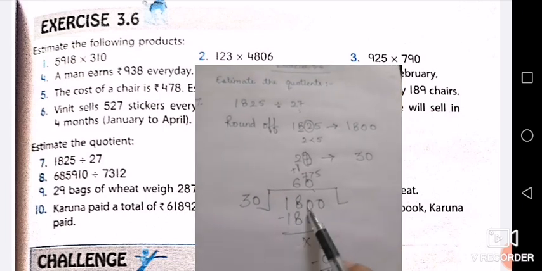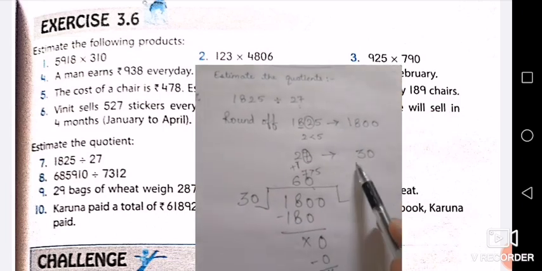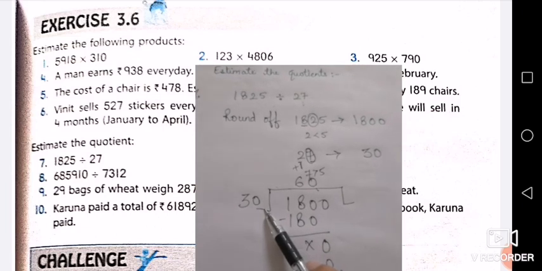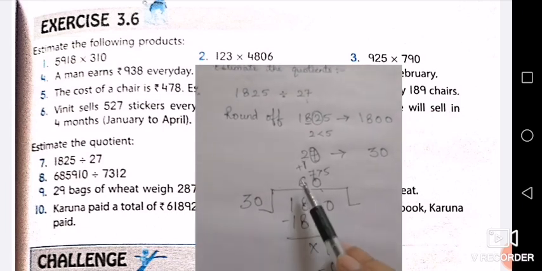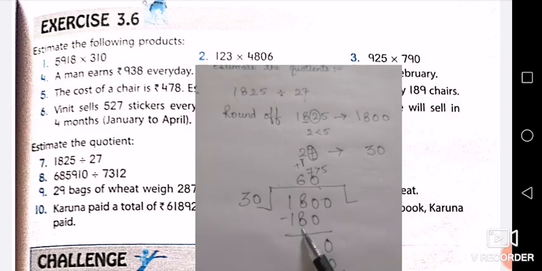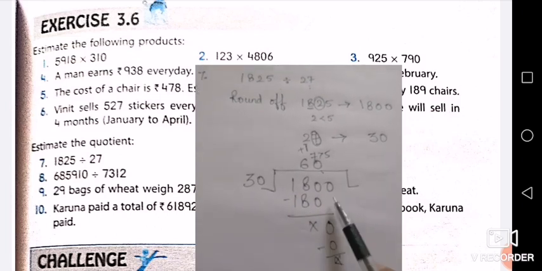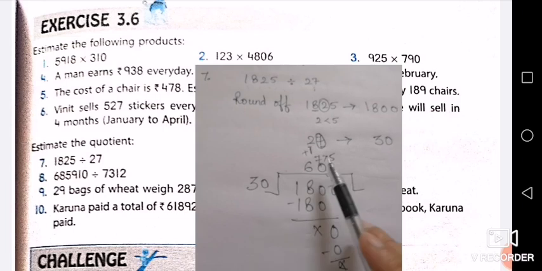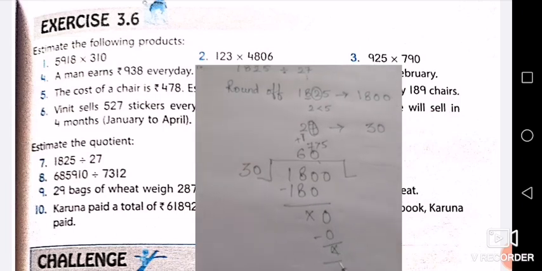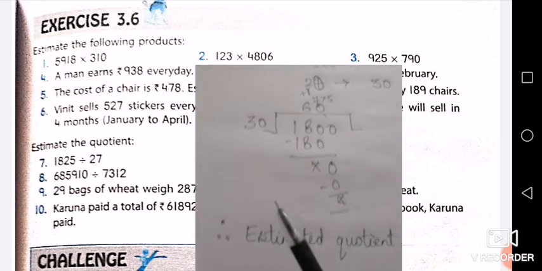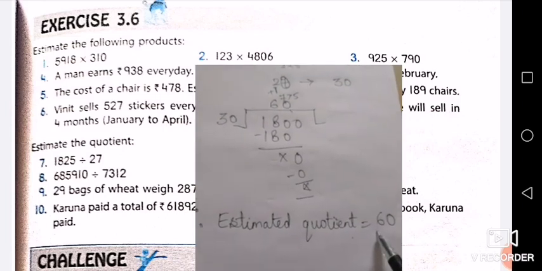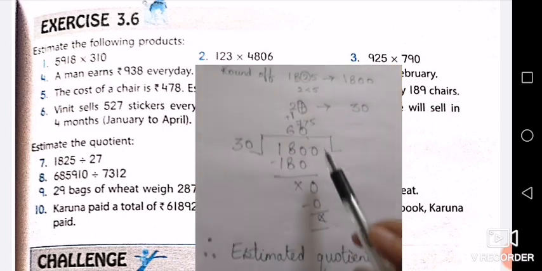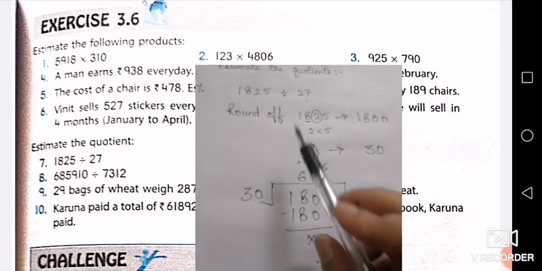Now 1800 will be divided by 30, which is the estimated divisor, to find the estimated quotient. Now 30 6 times will be 180, nothing will be left. Now 0 will get down, 30 zeros are 0. Therefore the estimated quotient will be 60. I hope this first question of estimated quotient is clear to you all.